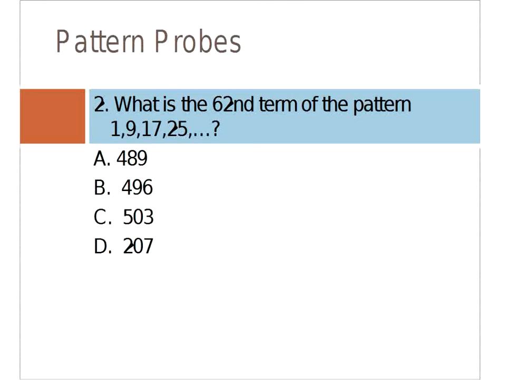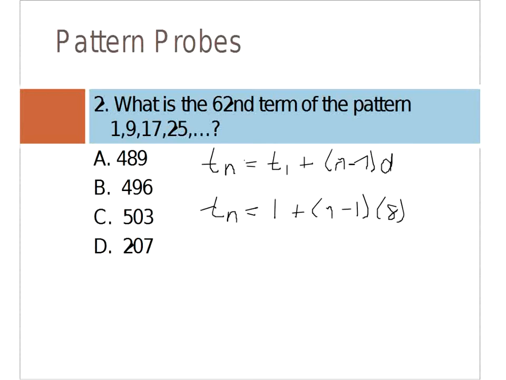Now this one is a little bit different. You're not going to guess and check this. You're not going to finish this pattern off. Here the quickest way is to get the equation. And since this is a linear equation, and we know that because the common difference is on the first level, we can use our values to find the equation. So Tn equals T1, which in this case is 1, plus n minus 1 times the common difference, which is 8.